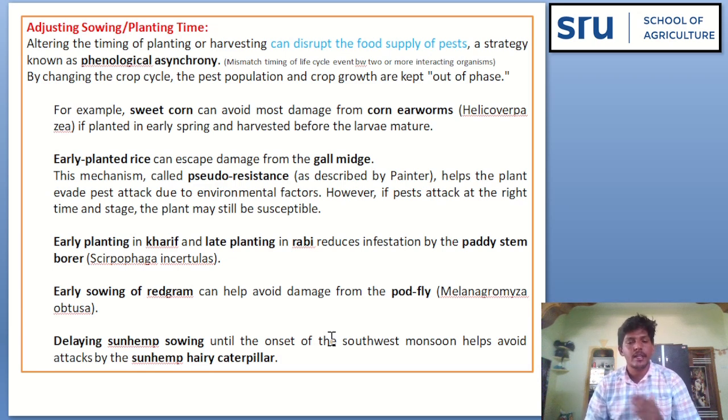Early planting in Kharif and late planting in the Rabi reduces the infestation of paddy stem borer. Early sowing of the red gram can protect red gram from the pod fly damage. Delaying Sunhemp sowing until the onset of southwest monsoon helps in managing the Sunhemp hairy caterpillar.